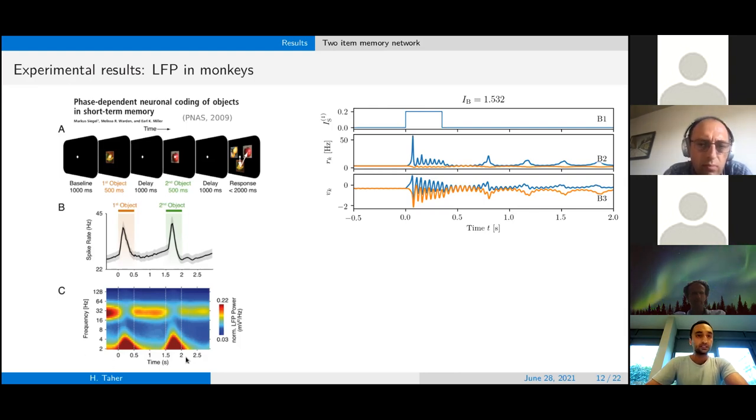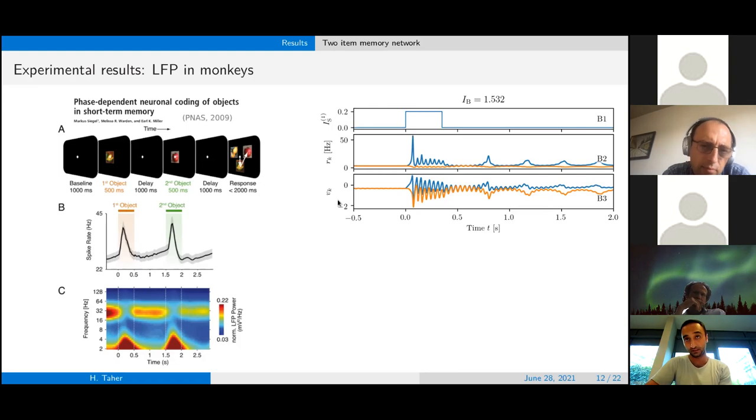But what is more interesting is the spectrogram. So this is basically showing the intensity of signals in different frequency bands as a function of time. There are two characteristics here. Every time an object is presented, we have a signal in the so-called delta band, around 2 to 4 hertz. And also we have this sustained activity in the beta band around 32 hertz.